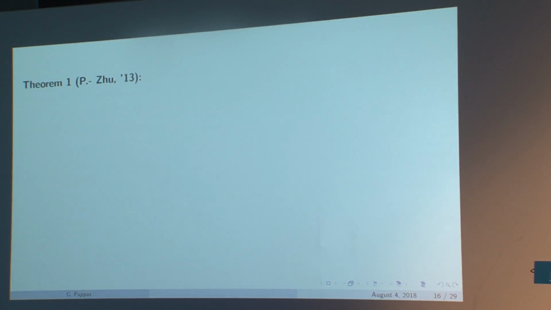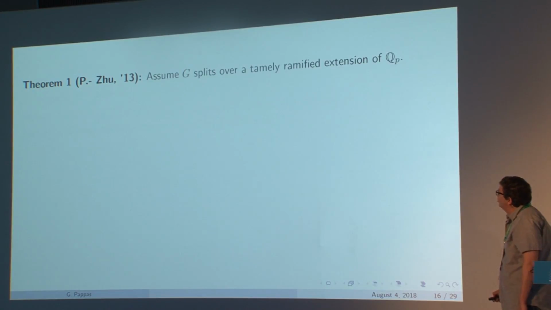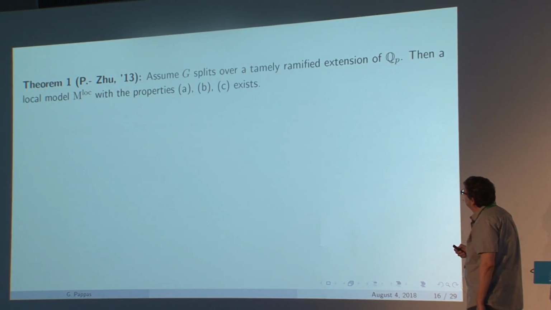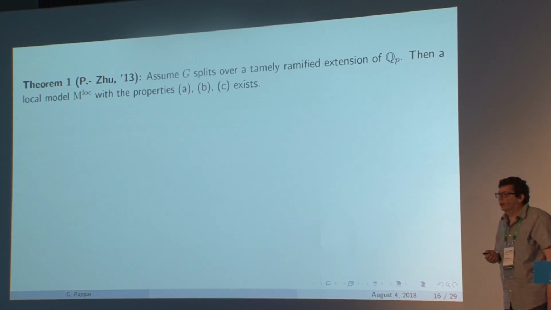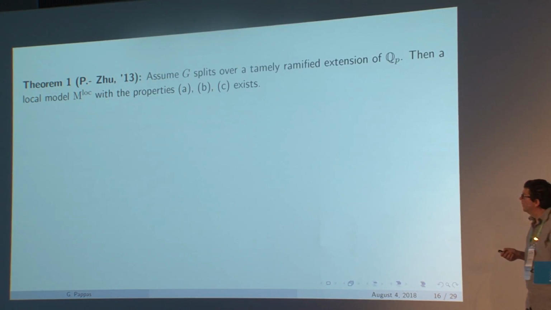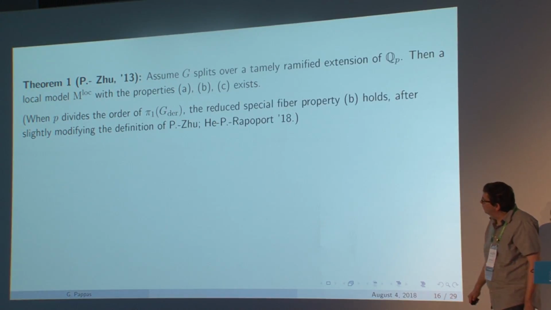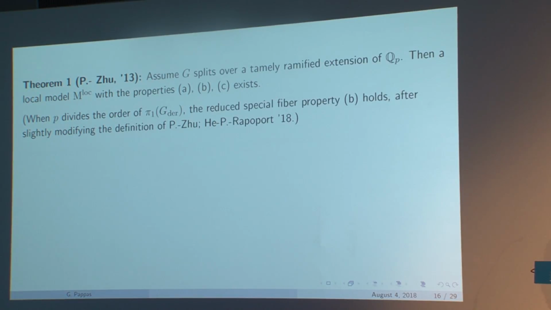Okay, so here are the results about this conjecture. First is a theorem joint with Xi and Zhu. We assume G splits over a tamely ramified extension. Then there is a local model with these properties that I listed before, A, B, and C. Now I should mention, this is a very technical point, that when P divides the order of the fundamental group of the derived group, we need to adjust the definition given in that paper, and this was done in my joint work with Xuhua He and Rapoport very recently.